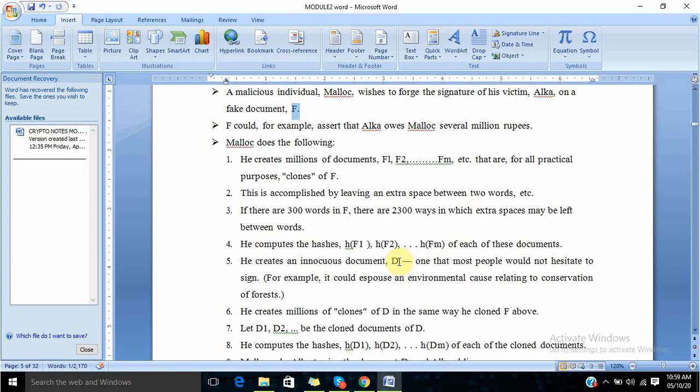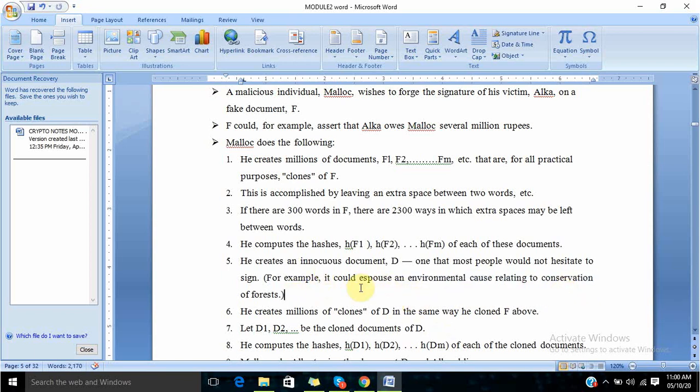Then he creates millions of clones of this document also. First of all, this particular document F is obviously a fake document, and it is a very dangerous document because it says that Alka has to give Malloc several million rupees. Then this document D is a harmless document which will not do much harm to Alka even if she signs on it. For example, it might be some document related to an environmental purpose, such as conserving a forest, so it is not a very dangerous document.